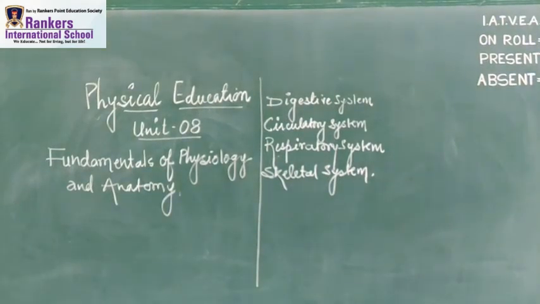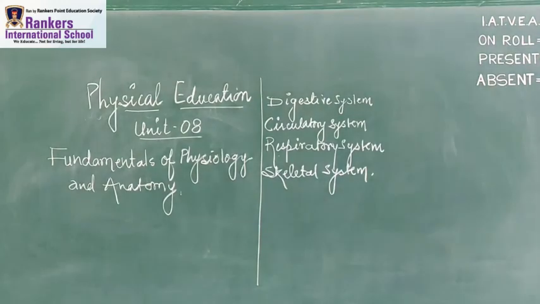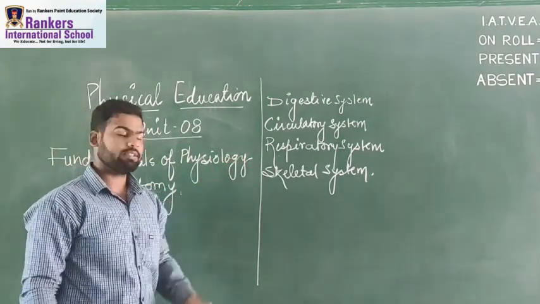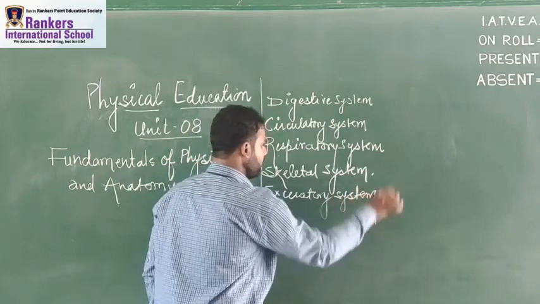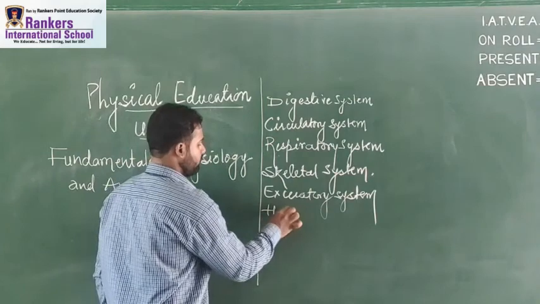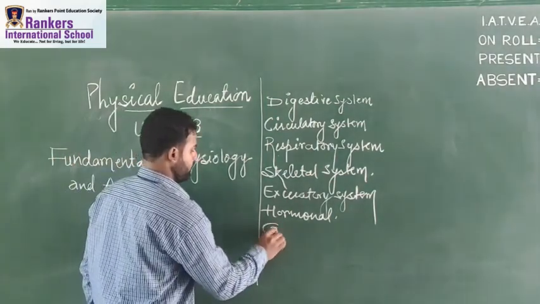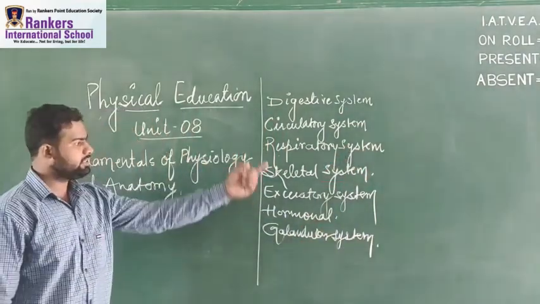Okay, so students, as we know, we had to know about so many things, like this physiology, this anatomy, so basically about different systems. When we talk about various organ systems, or various bones, we talk about the digestive system, circulatory system, respiratory system, skeletal system. We have more systems: excretory system. We have hormonal system, which secretes the hormones. We have glandular system.